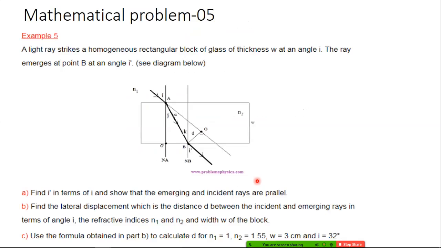Our last question is to use the formula obtained in part B to calculate d, where n1 is equal to 1, n2 is equal to 1.55, W is equal to 3 centimeter, and the angle of incidence I is equal to 32 degrees. All the values are given, and we have to calculate the value using the formula obtained from B.